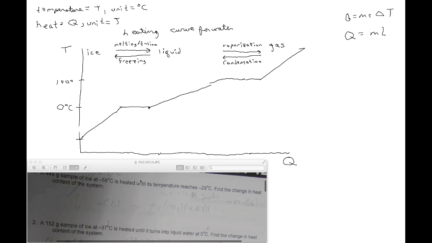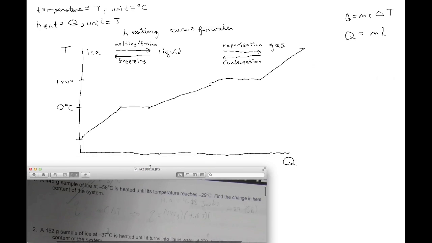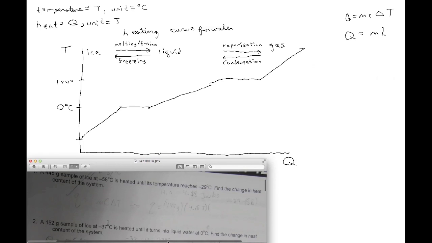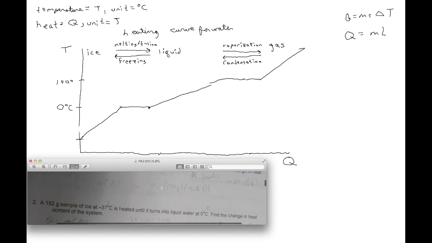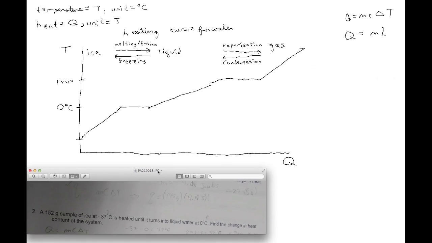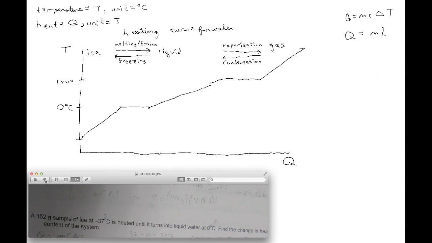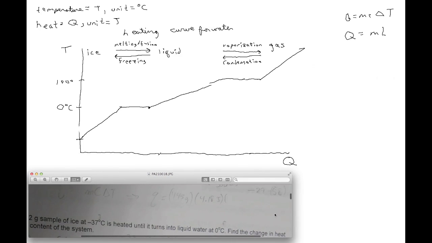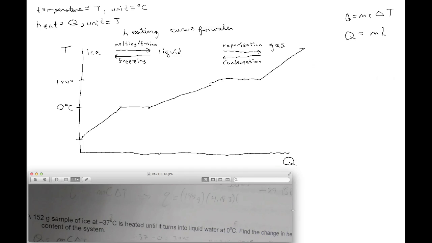So let's try number 2. A 152 gram sample of ice at negative 37 degrees Celsius is heated until it turns into liquid water at 0 degrees Celsius. Find the change in heat content of the system. Well, they're looking for Q, and the temperature was at negative 37 and is heated until it turns into liquid water at 0 degrees Celsius. So Q is going to be positive.